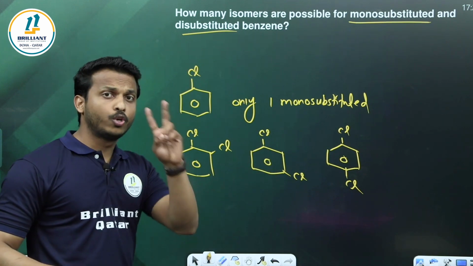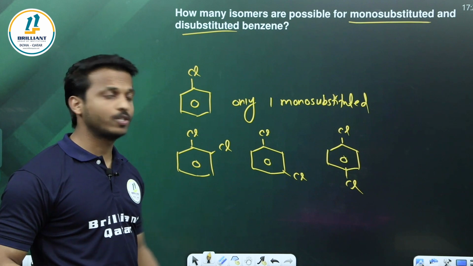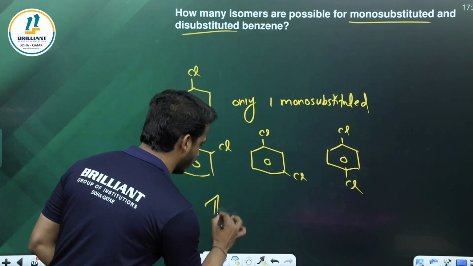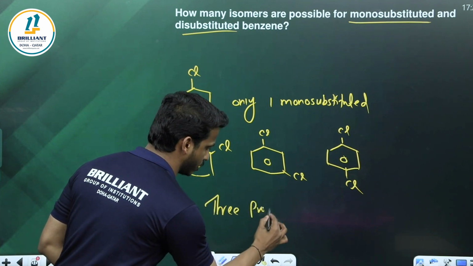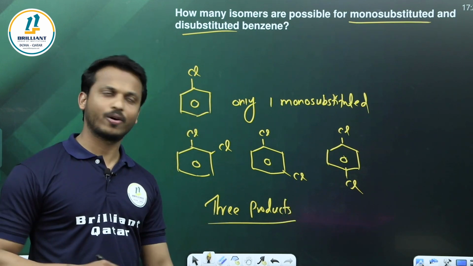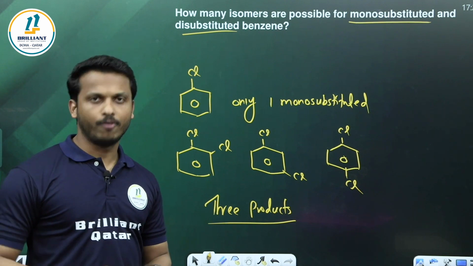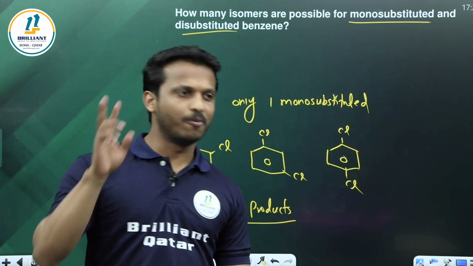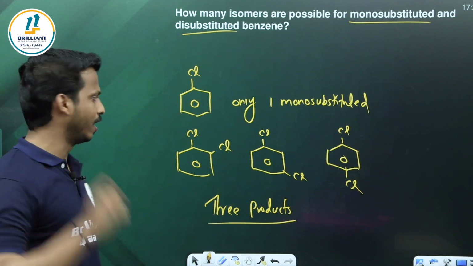So total 2 substituted, how many products we can get? Total 3 products we can get. Okay, 3 products. Clear all of you? We'll get 3 products. Okay, so mono substituted product is only one from benzene, whereas di-substituted there are total 3.